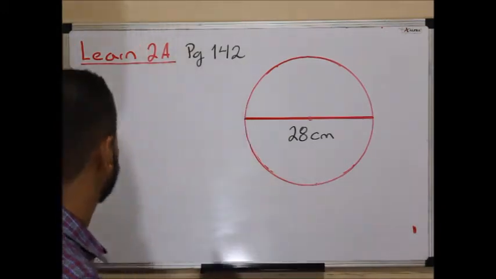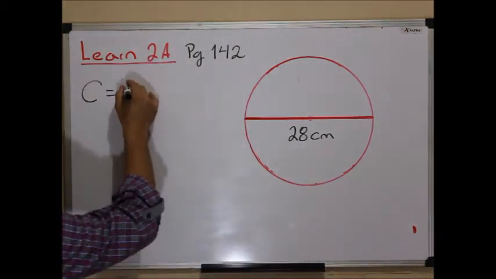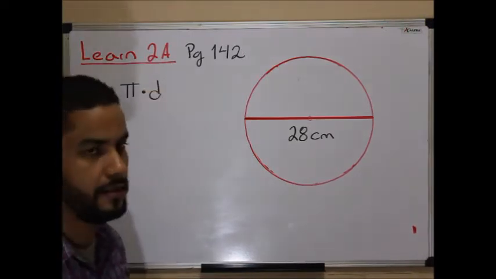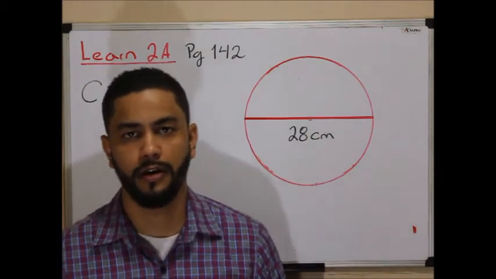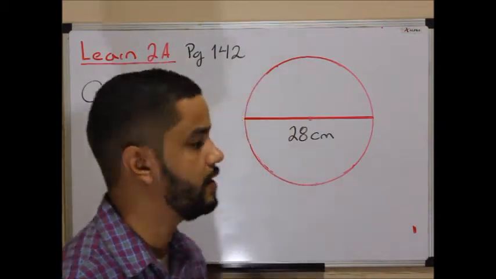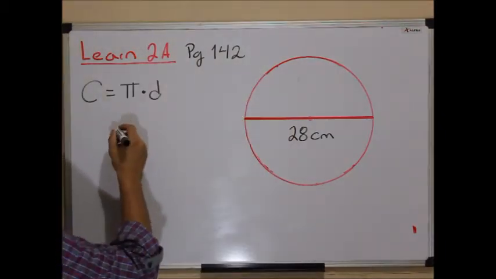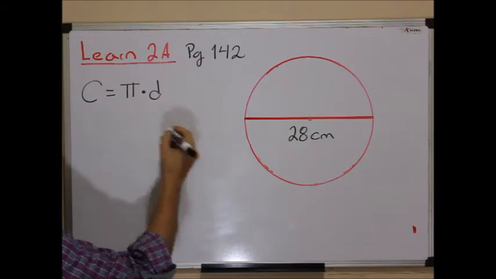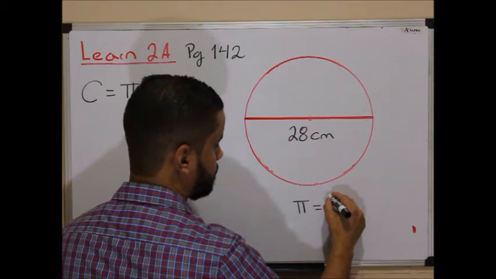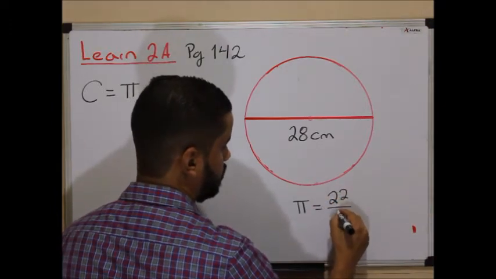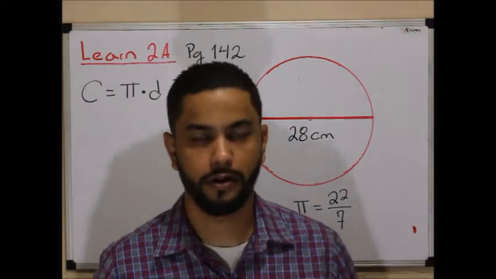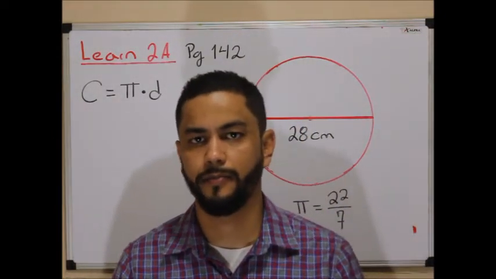to pi times d, and d will be our diameter. So what we're going to do now, we're going to say that the value of pi here will be, I'm going to write that here, pi will be equal to 22 over 7.